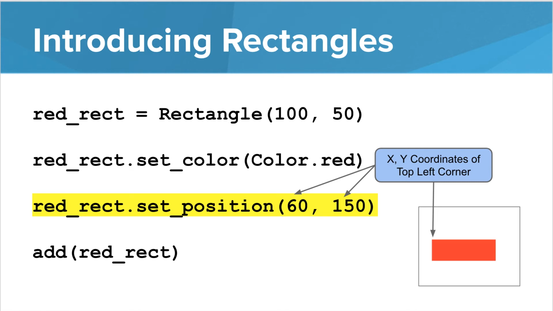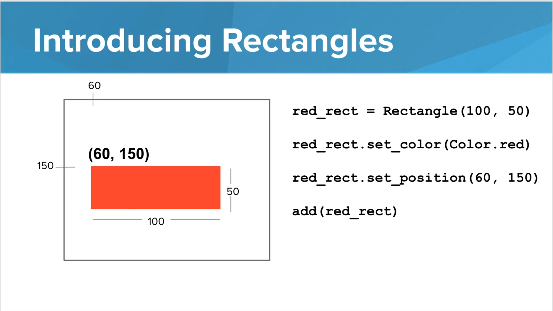Now when it gets to the position, we add it to our canvas in the same way using our x and y coordinates, but unlike our circle where the position was in the center, our rectangle has the position as the top left corner. So 60, 150 refers to the top left corner of that rectangle. And then our final result is a rectangle with a top left corner at 60, 150, a width of 100, and a height of 50.